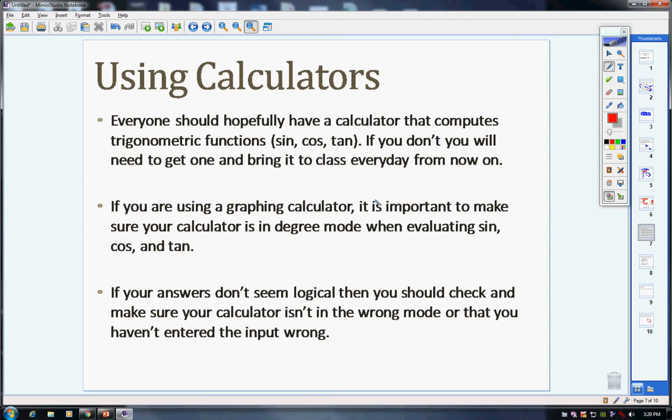If you are using a graphing calculator, make sure it is in degree mode when we're evaluating sine and cosine and tangent. Make sure your answers are logical. If they aren't, you might be in the wrong mode. Scientific calculators can also be in the wrong mode.